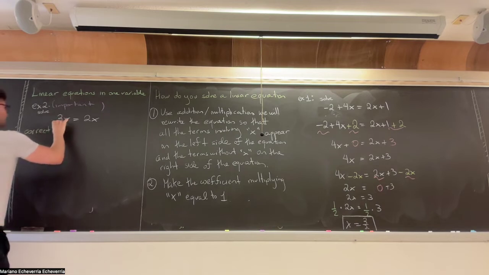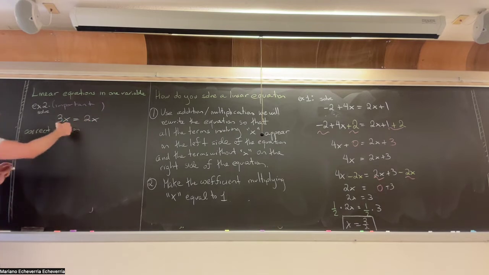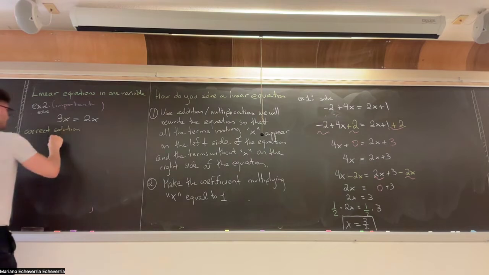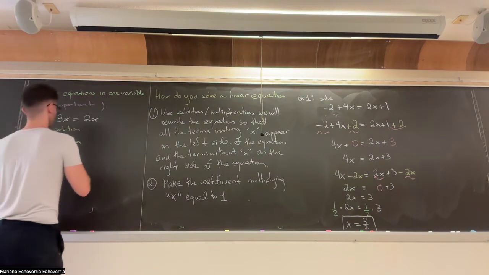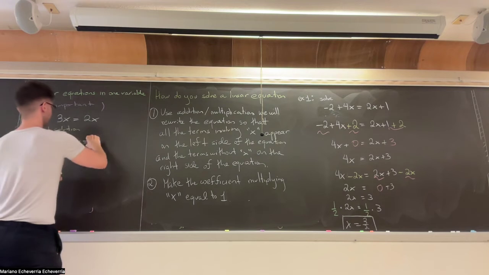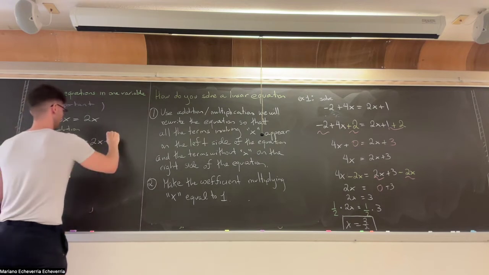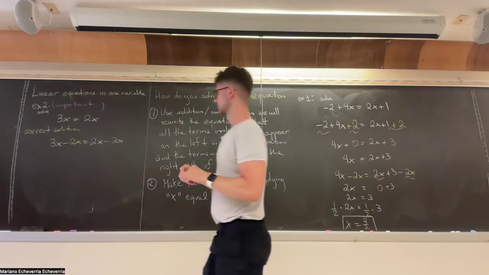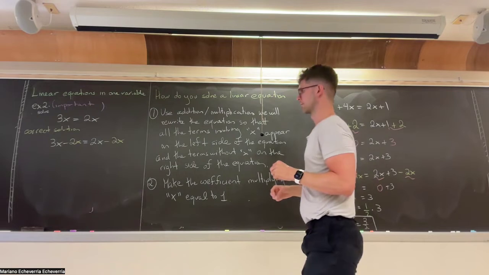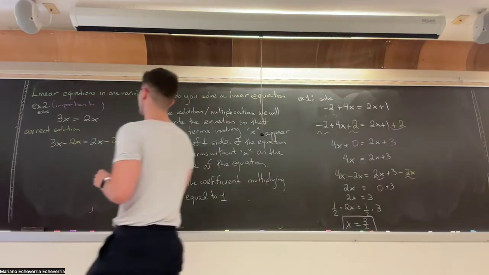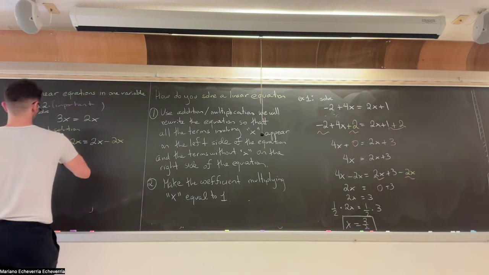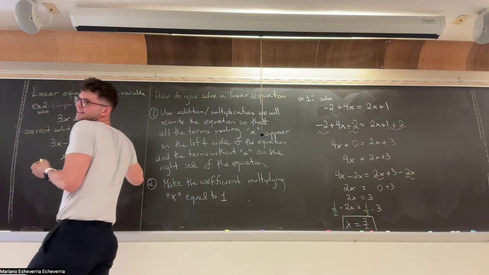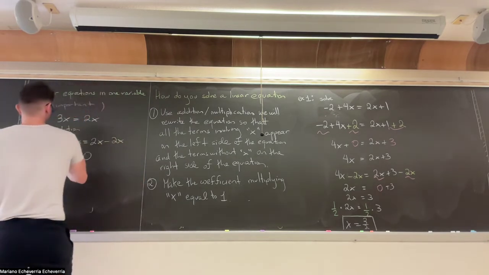But the correct solution is to say, okay, let's just follow the instructions of moving the stuff with x to the left side of the equation. So you can say 3x minus 2x equals, so you subtract 2x from both sides of the equation, right? And so what happens here, 3x minus 2x is just x, right? And then 2x minus 2x is just 0. So that would give x equals 0.